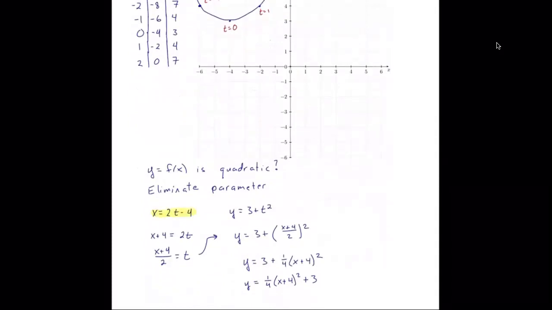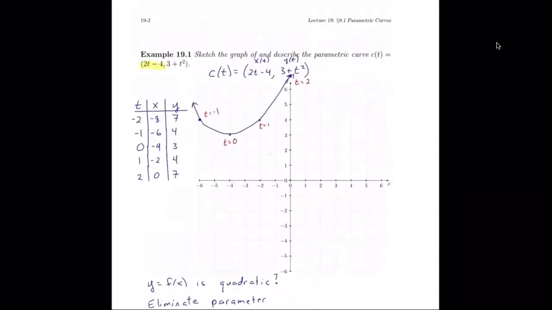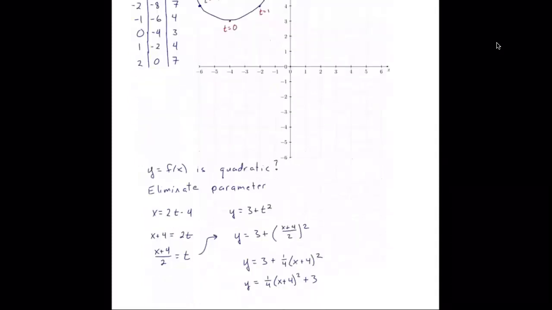We take our x function, which is the first component of C. You can see that up here. And then our y component is that second function. That's y equals 3 plus t squared. And we need to eliminate t. So in other words, solve for t in either one of these equations. It'll be easier to solve for t in the x equation because t is not squared. So we go with that and we discover that t is equal to (x plus 4) over 2.